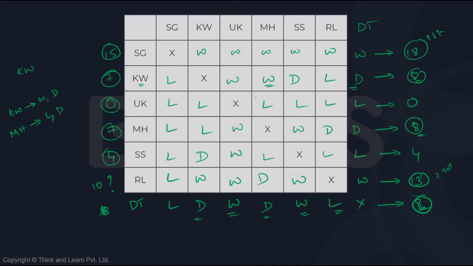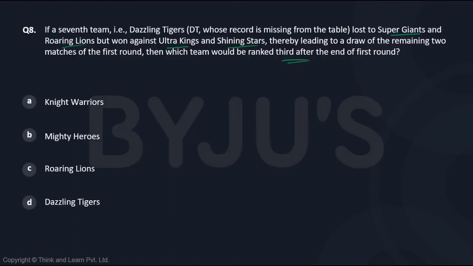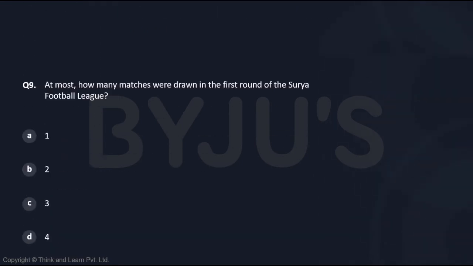And similarly, if you look at DT, what happened? DT and KW, DT, KW is a draw. And DT, MH is a draw. So among these three, who won the maximum? KW. So KW will be put in the third position. So the answer is KW, Night Warriors, option A. Right? Moving on to the ninth one.